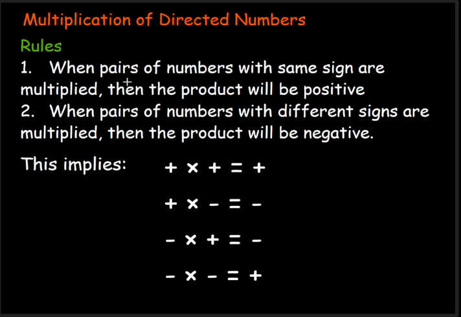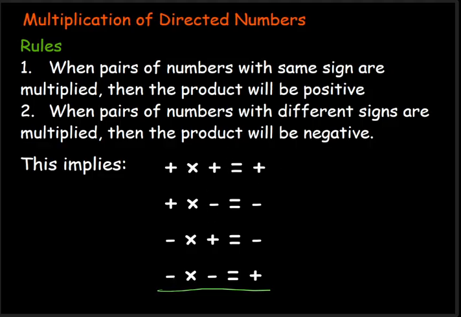So number one, when pairs of numbers with the same sign are multiplied, then the product will be positive. Then number two, when pairs of numbers with different signs are multiplied, the product will be negative. What that means is that plus times plus will give us plus, that's the same sign. Then minus times minus gives plus. So same sign multiplies, our answer will carry positive.